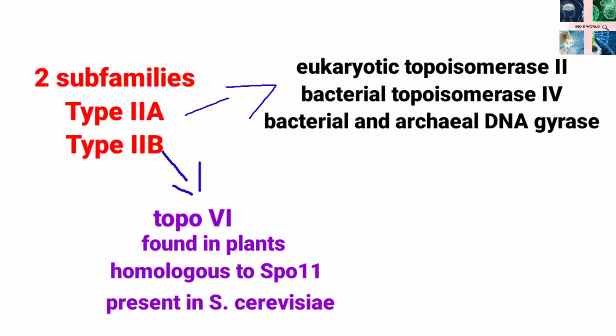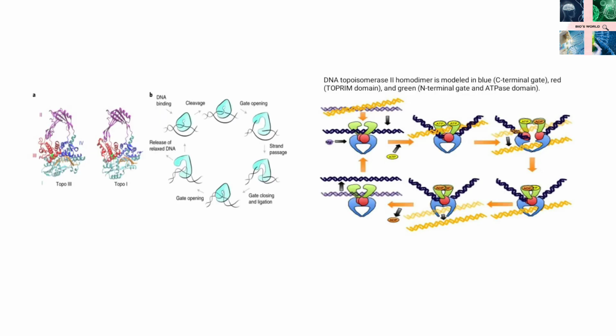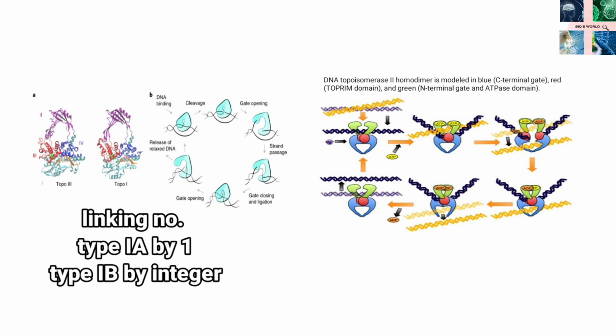Both the types, that is type 2A and type 2B, use a duplex DNA for the passage mechanism and have the same ATPase and cleavage domain but differ in overall tertiary structure. Both type 1 and type 2 topoisomerases change the linking number of DNA. Type 1A topoisomerase changes the linking number by 1 and type 1B by any integer, while type 2A and type 2B change the linking number by 2.